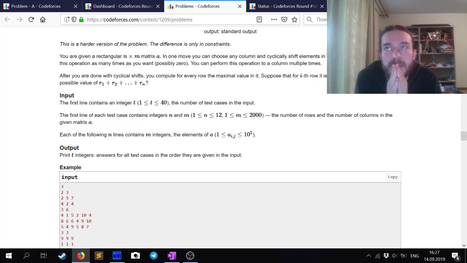You could do bit masks, right? Yeah, basically we could choose any number. We could shift and then choose elements arbitrarily because we're maximizing the maximum. So if we choose any number, it's not going to exceed that. So we could go for all columns and choose the shift and choose the subset of numbers we're going to take.